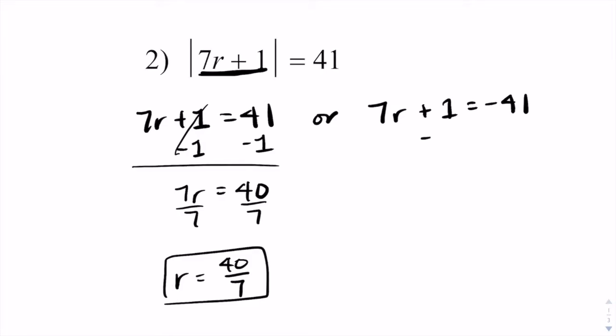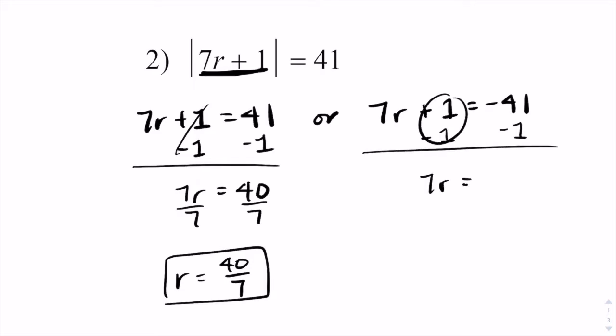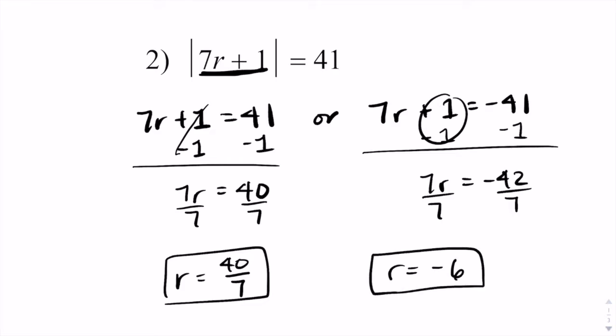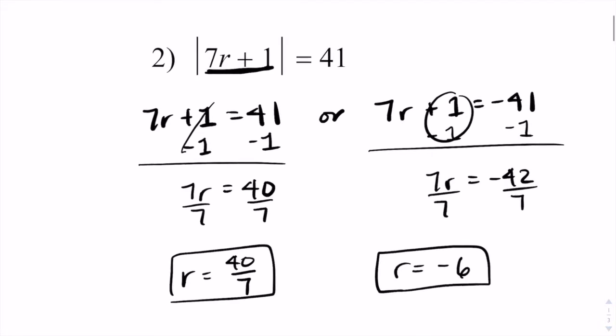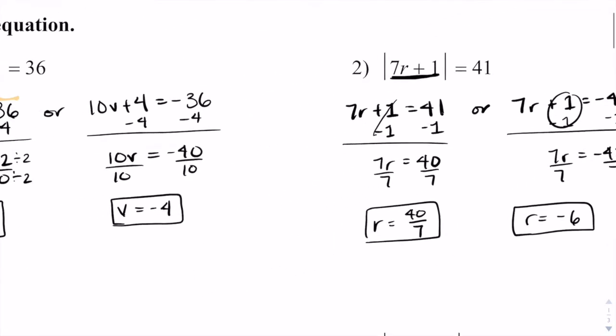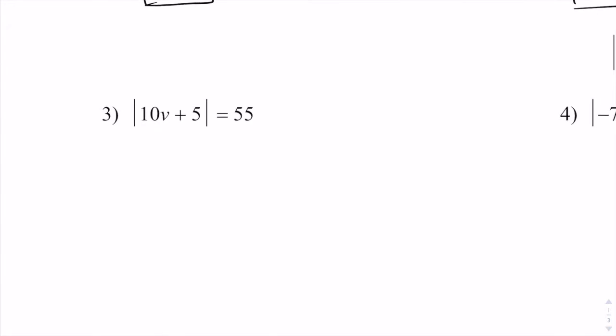We're now going to do the second equation, and the inverse operations we perform are the same. So we're going to subtract 1 from both sides, and 7r is going to equal negative 42. Dividing both sides by 7, r is equal to negative 6. And there are your two solutions: either r is equal to 40 over 7 or negative 6. Let's move on to number 3.